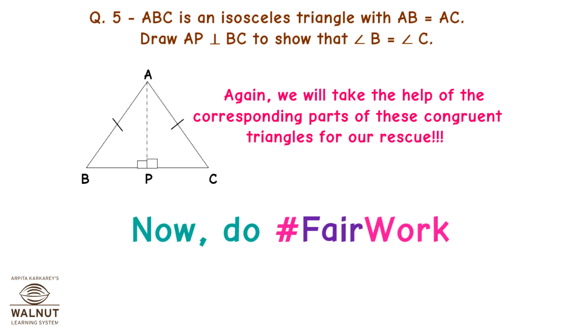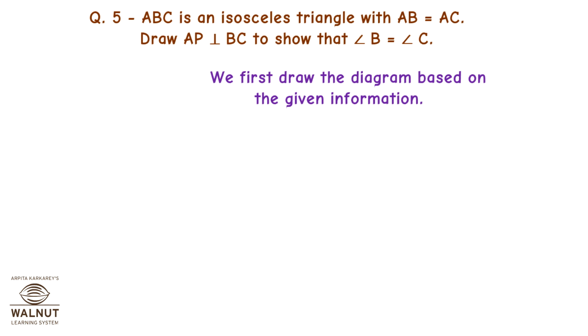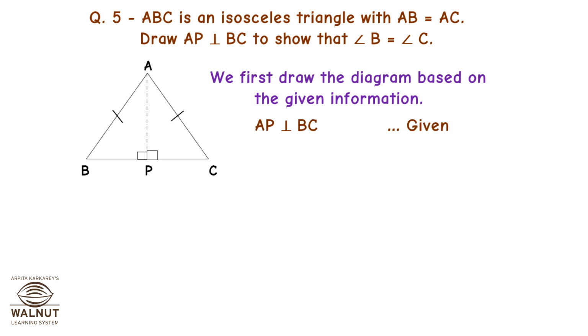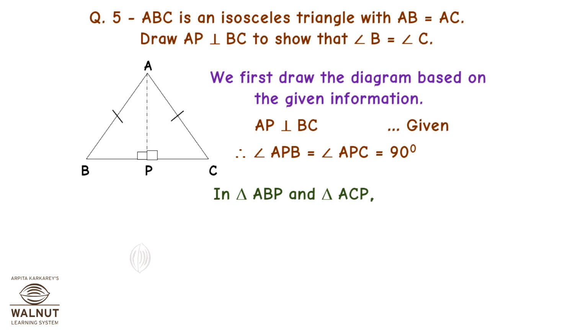Now, do fair work. We first draw the diagram based on the given information. AP perpendicular to BC, which is given. Therefore, angle APB is equal to angle APC, which is equal to 90 degrees. In triangle ABP and triangle ACP, angle APB is equal to angle APC, right angles.